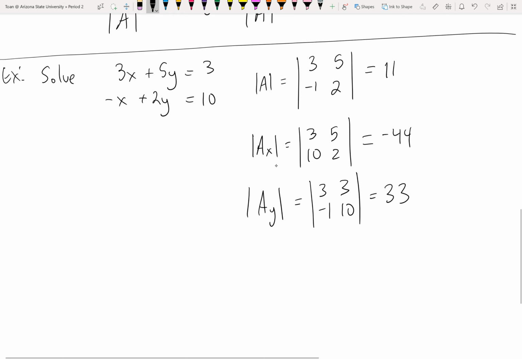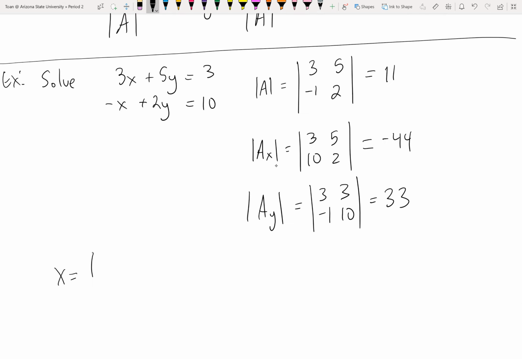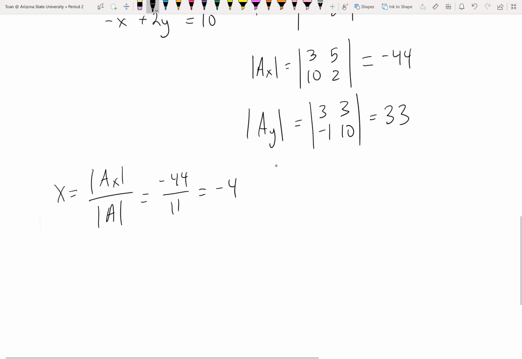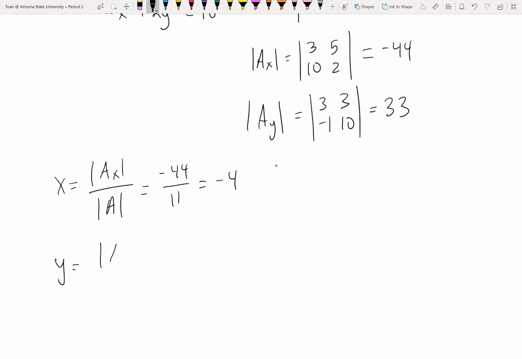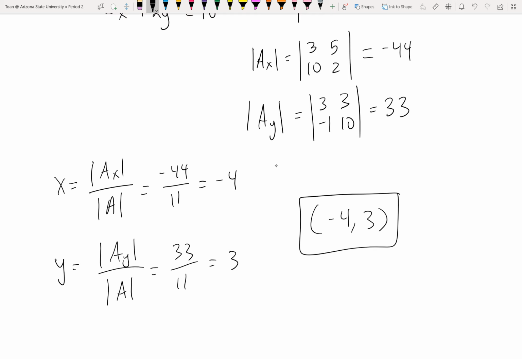So I have my answers. x is just the determinant of A sub x over A, which is negative 44 over 11. Hey, that gives us a negative 4. y is just the determinant of A sub y over the determinant of A, which is 33 over 11. Hey, that's 3. We solved it. That's our answer, x comma y. Right. So it's just a different method to solve a system. If you don't like substitution and elimination, Cramer's rule will work as well.